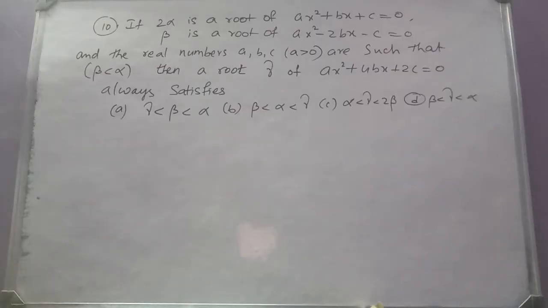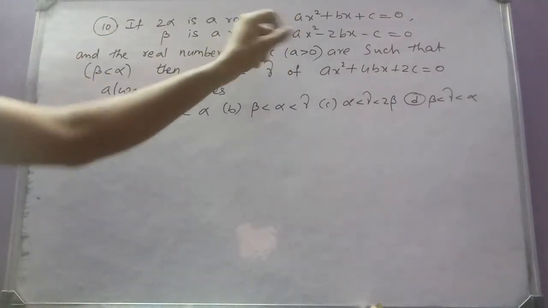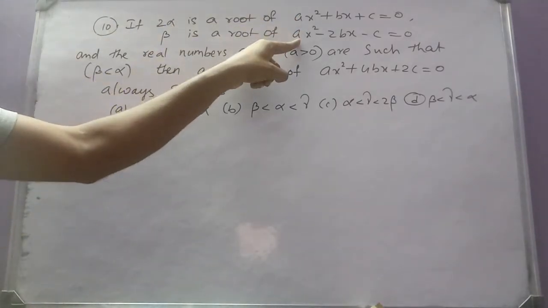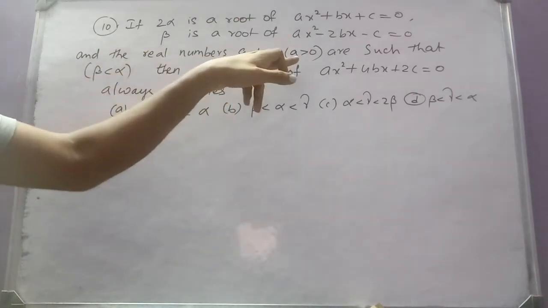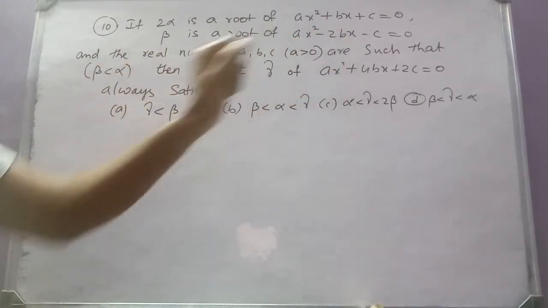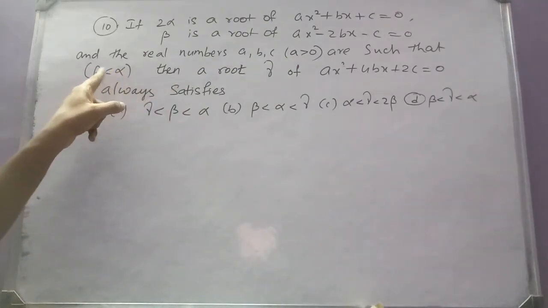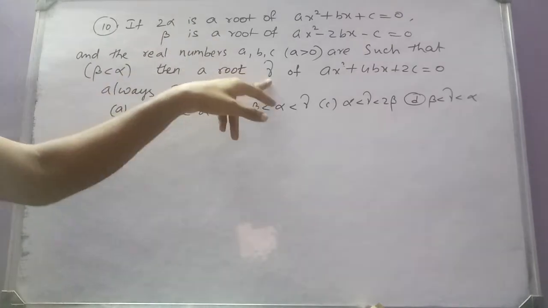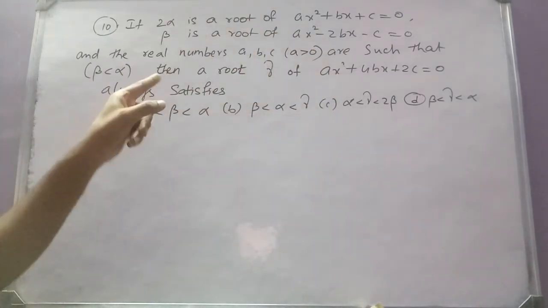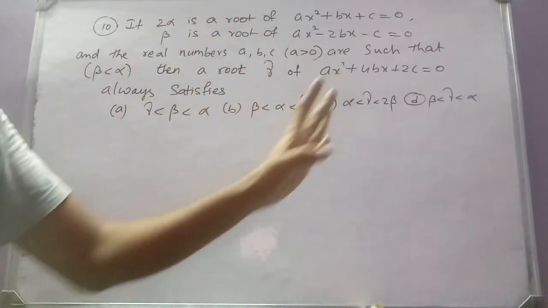Here is our next question. If 2 alpha is a root of this quadratic equation and beta is a root of this quadratic equation, and the real numbers a, b, c, where a is positive, remember this, are such that beta is less than alpha, then a root gamma of this quadratic equation always satisfies which of the following conditions?